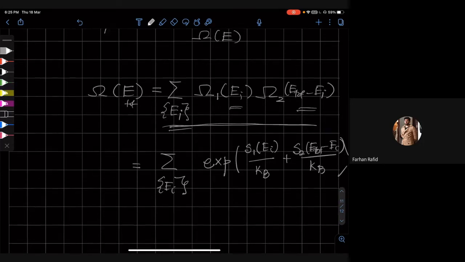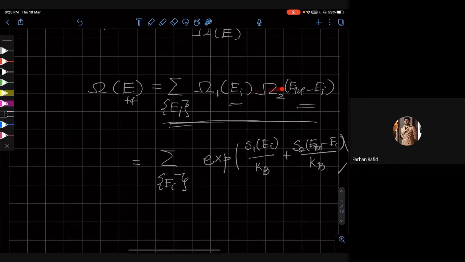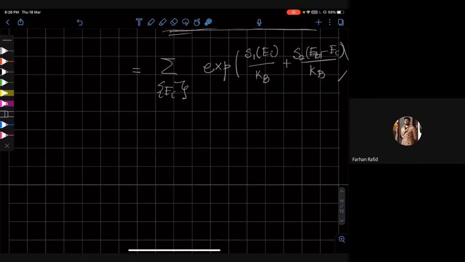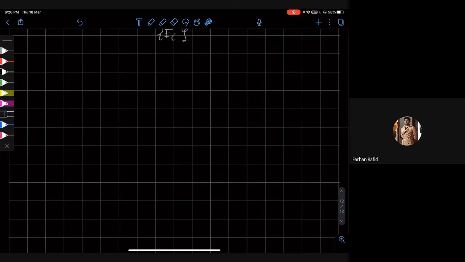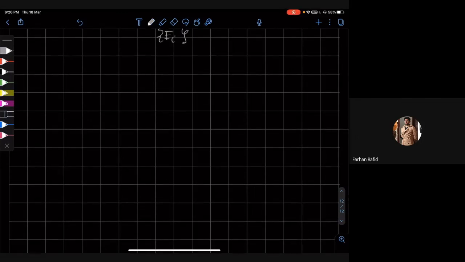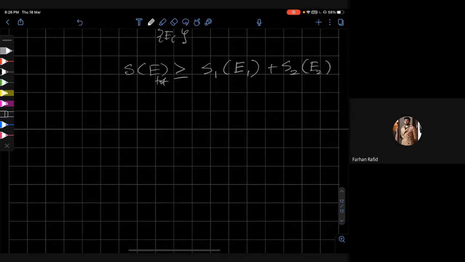So one thing that we can do is that all of these guys in this sum are positive numbers, right? This is also a positive number. So from there, we can say that this thing is greater than or equal to each of these terms. Okay, so if I take the logarithm of that relationship, then I get the identity that S total is greater than or equal to S1 of E1 plus S2 of E2. By E2, I mean it's going to be E total minus E1.